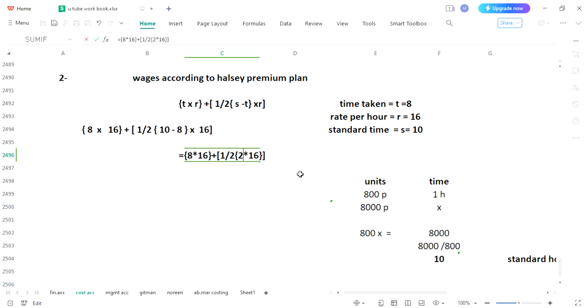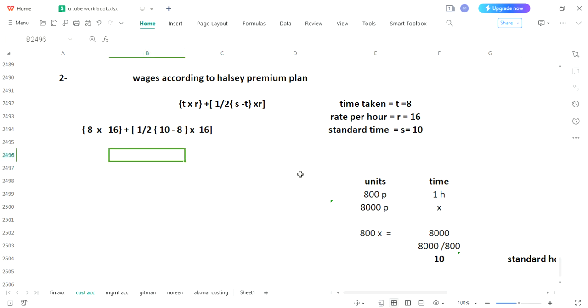There were some brackets. Okay, unfortunately it is not working. So what we will do, we will calculate separately. First part is 8 multiplied by 16. You will calculate it.